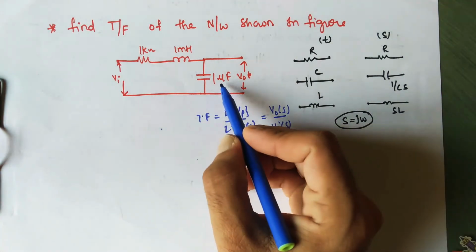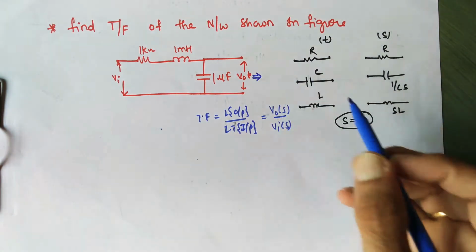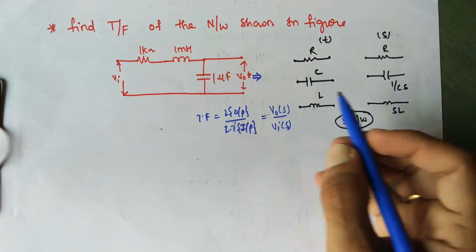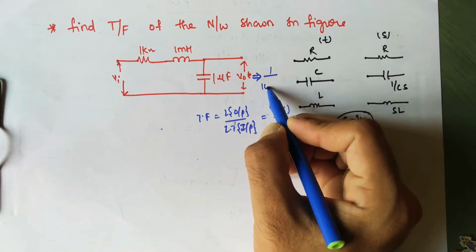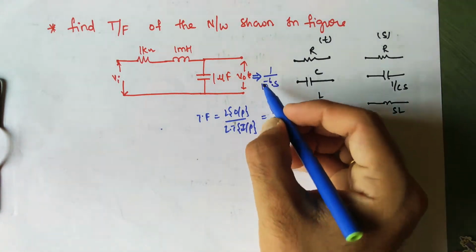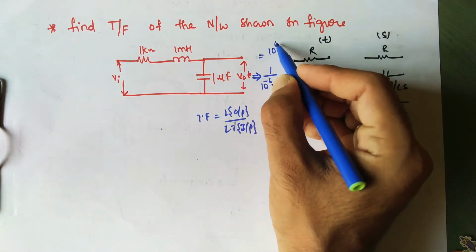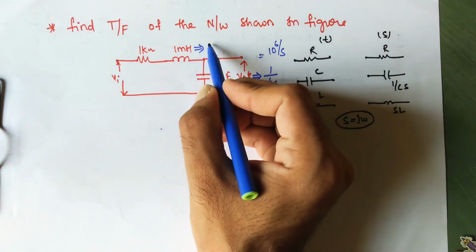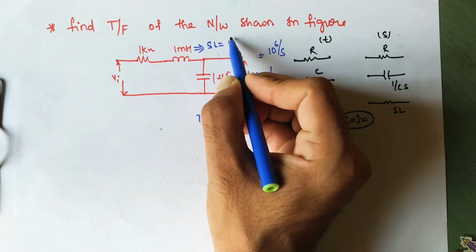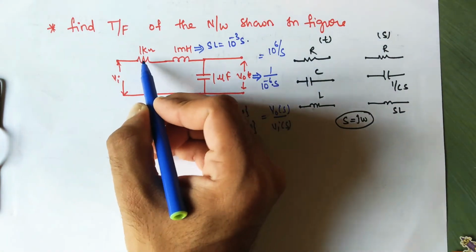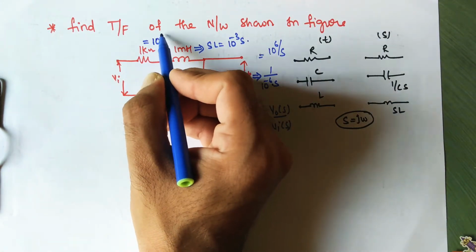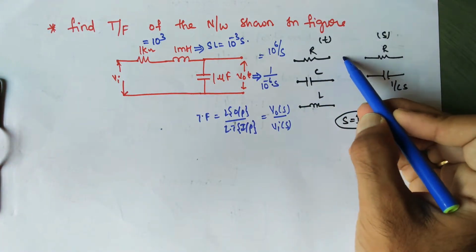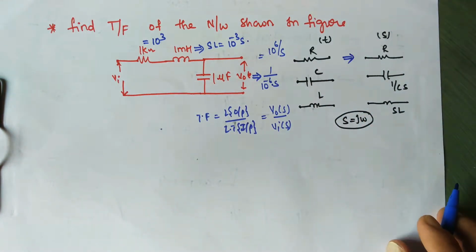For 1 microfarad, I can write the S domain representation as 1 by Cs, that is 1 by 1 micro, that is 10 power minus 6 into S, which is equal to 10 power 6 by S. Similarly, for the inductor I can write S into L, that is 10 power minus 3 times S, and here you can simply write 10 cube, because for a resistor the S domain representation is R itself.